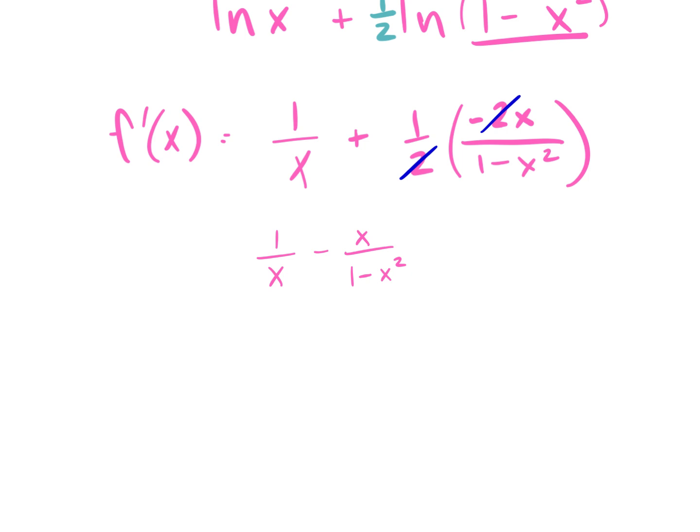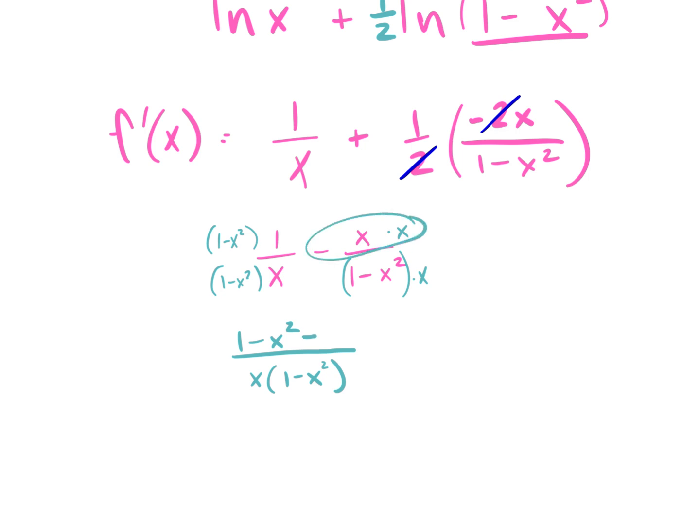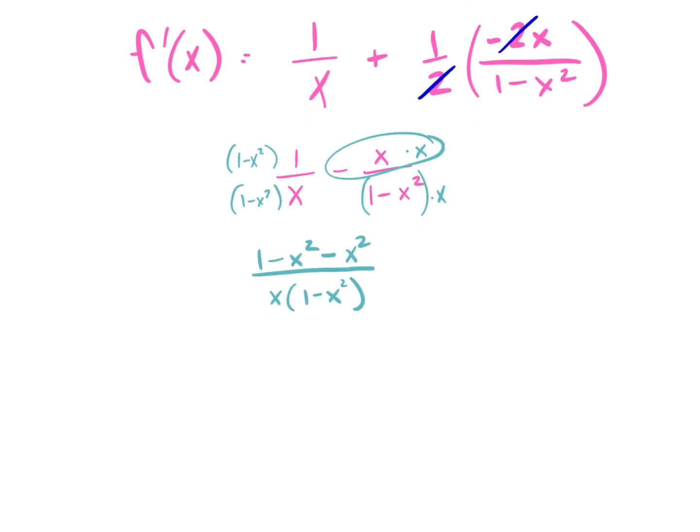Let's simplify this a little bit more and make it one fraction. So if I were to subtract my two fractions together, what do we need? A common denominator. So I can multiply my fraction here by x over x, and then I'm going to multiply my first fraction by 1 minus x squared over 1 minus x squared. So I get 1 minus x squared up top. On the bottom, we have x times 1 minus x squared. And then minus here, what's x times x? x squared.